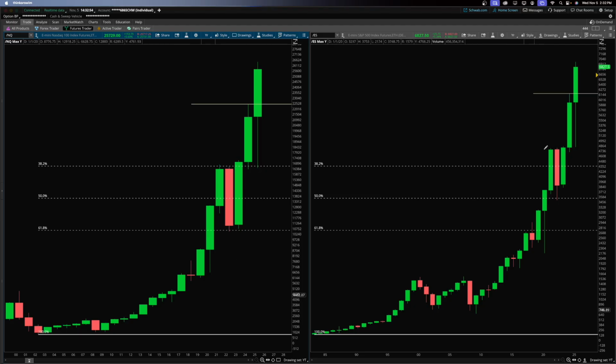ES and NASDAQ both tend to model each other. They tend to follow each other. Same thing right here. We had the yearly highs, we came down, and we bounced back up.